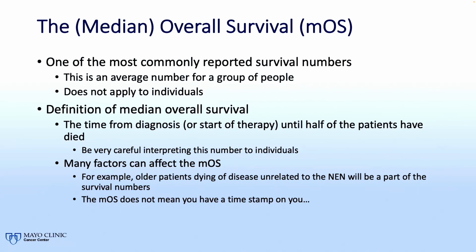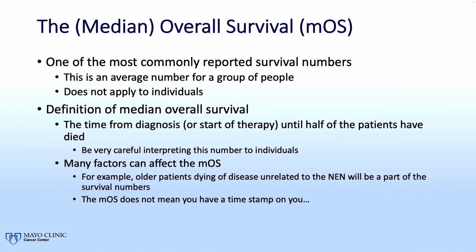The median overall survival is one of the most commonly reported numbers. Again, it applies to a group of people, and this is really the time it takes. Let's say we have 100 patients, and we follow them over time, and the time point where 50 of them have died, that's our median overall survival. I'll show you that in a graph in the next slide.